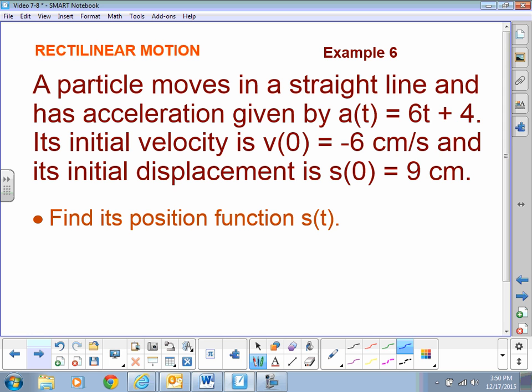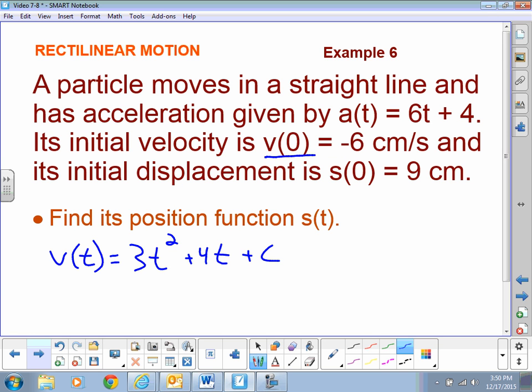So let's start out, let's find v of t. V of t will be the antiderivative of our acceleration function. Well, 6t, t will become squared. The 2 will divide the 6 out front, which is 3. 4 was a constant, so it becomes linear. We'll have 4t. And then we need some constant on the end.